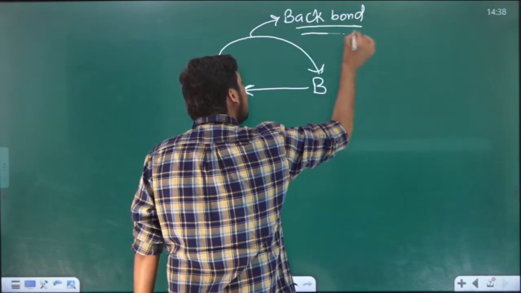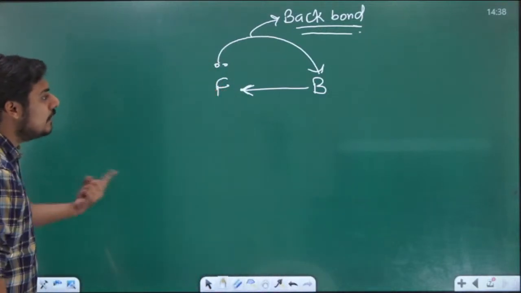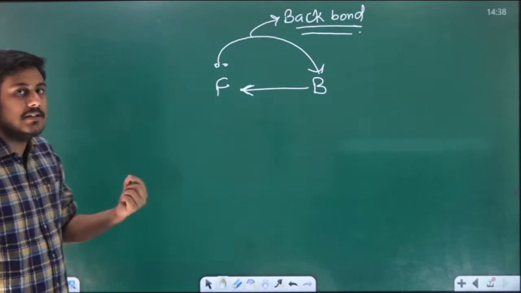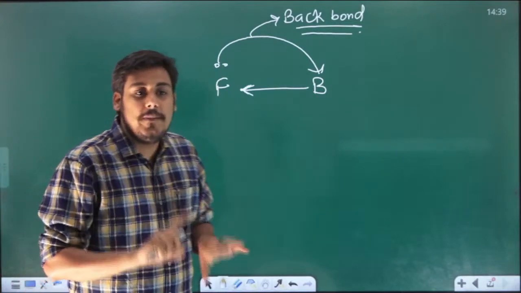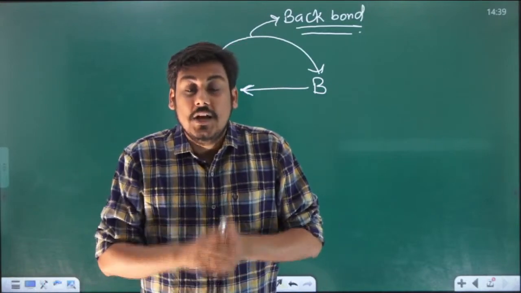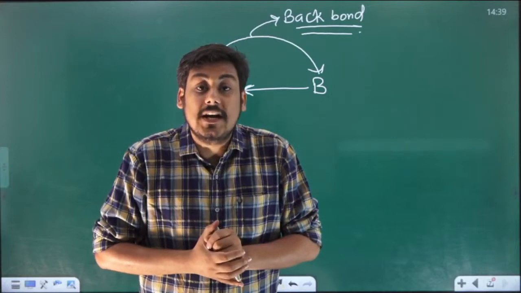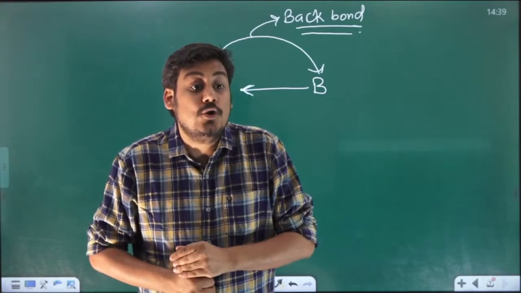Another interesting fact about this back bond is that for bonding to take place, we know pretty much there must be orbital overlapping. If there is no orbital overlapping, then it will be difficult for a bond to form.